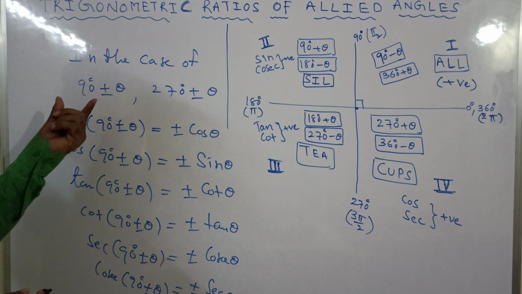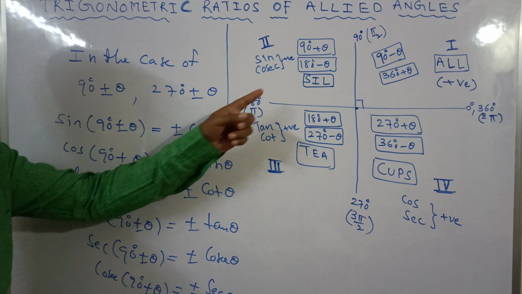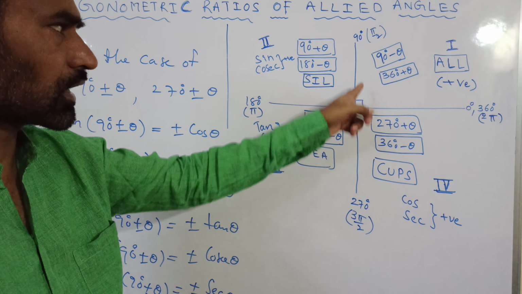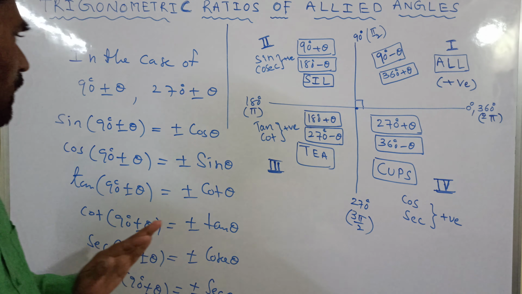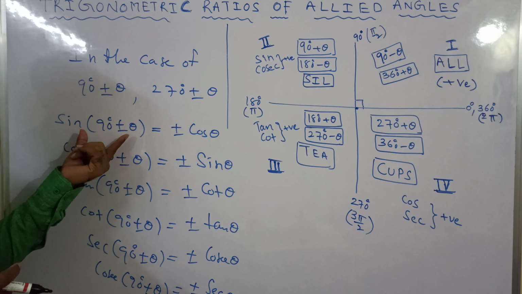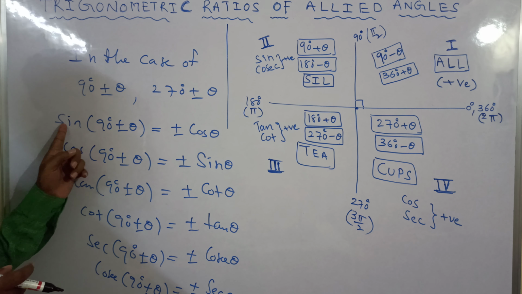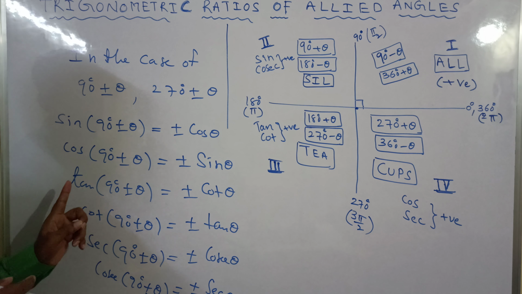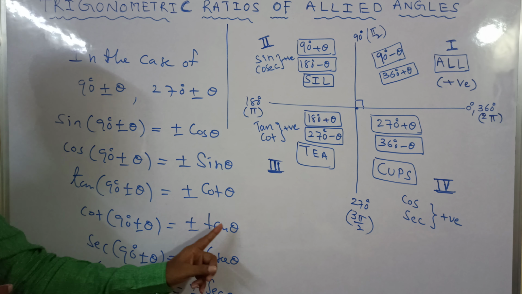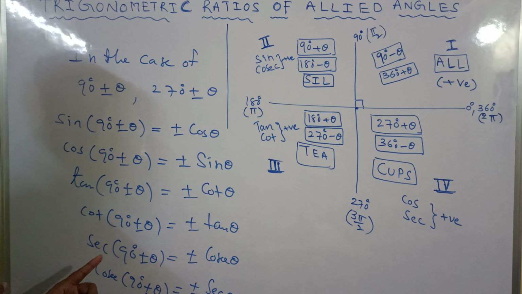In the case of 90 and 270 along the vertical line, you remember it like that: sine becomes cos, cos becomes sine, tan changes to cot, cot changes to tan, secant changes to cosecant, cosecant changes to secant.